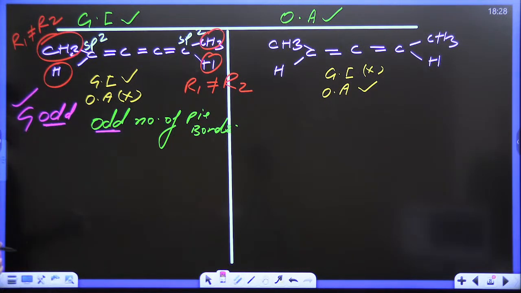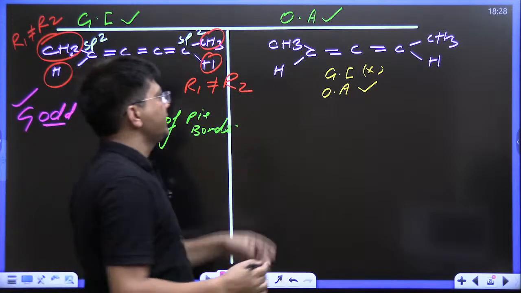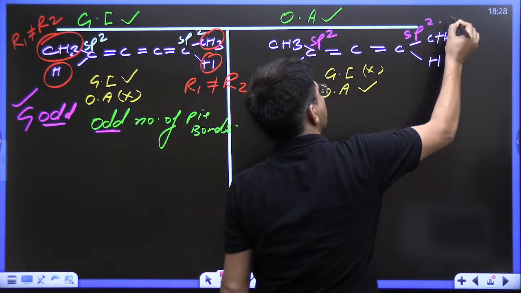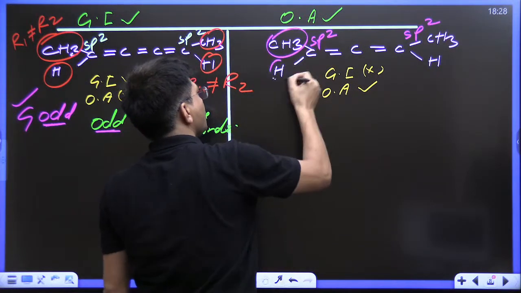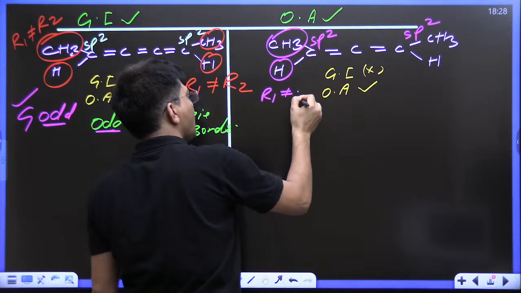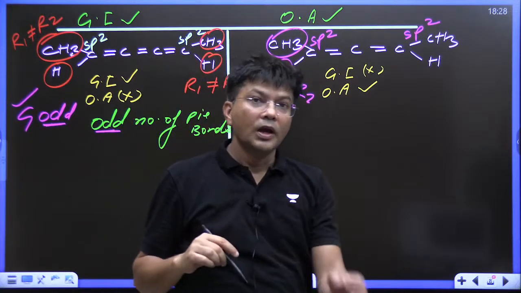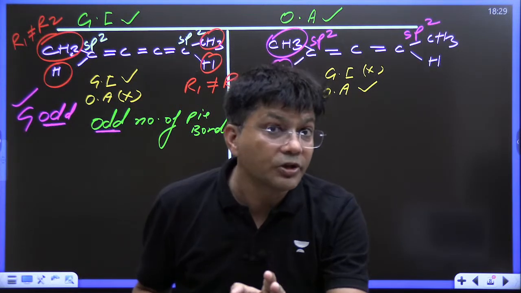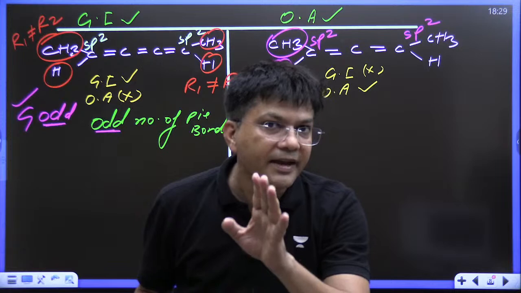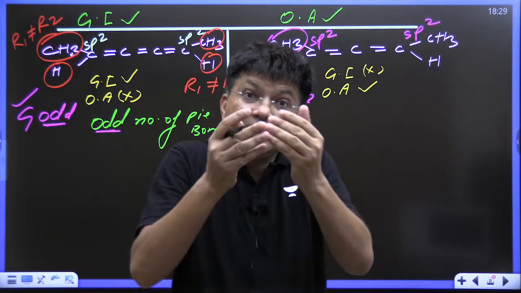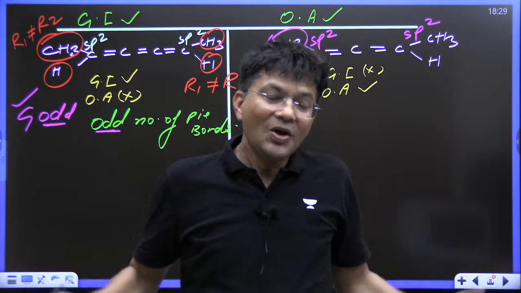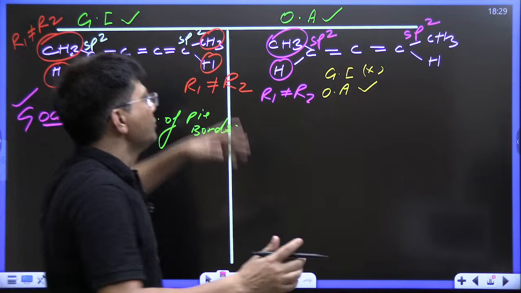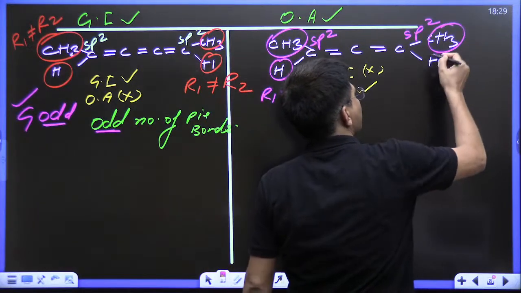Then it will show GI. Now, if the number of pi bonds is even, see, this is sp2 hybridized carbon, this is sp2 hybridized carbon, and R1 should not be equal to R2. If R1 is equal to R2, neither will it show GI nor will it show OI. Whether a compound has an even or odd number of pi bonds, if R1 is equal to R2, it can't show GI as well as OI.